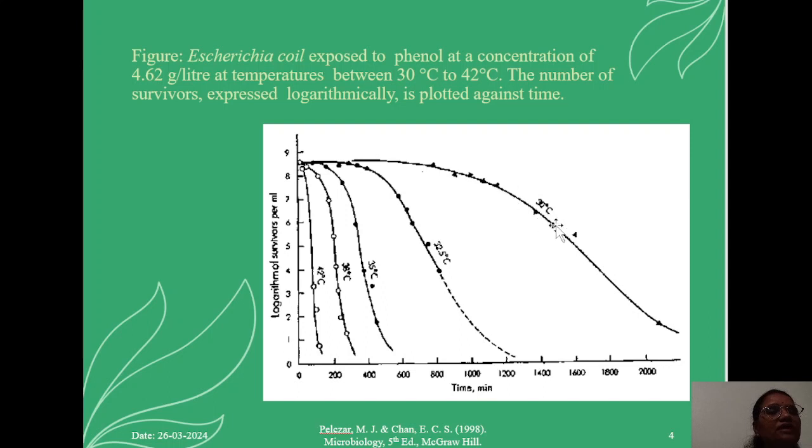At 30 degrees centigrade we are not able to achieve the reduction up to 0, that is no survivor, even after the end of 2000 minutes. But if the temperature is elevated to 42 degrees centigrade, within a time duration of less than 200 minutes the reduction has been achieved up to almost 0, right. So the concentration of phenol is kept constant over here, but the change in temperature has a great impact on the antimicrobial effect of the phenol.